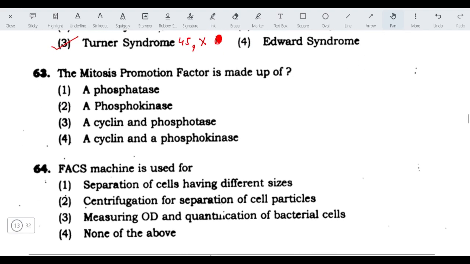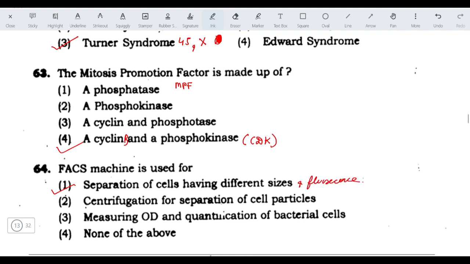The mitosis promoting factor MPF is made up of, the answer here is a cyclin and a protein kinase. Cyclin involved is cyclin B and the kinase involved is CDK. Next, FACS is used for, the answer is separation of cells having different sizes. Now, what is the definition? Fluorescence activated cell sorting. It sorts or separates cells based on their size and fluorescence.